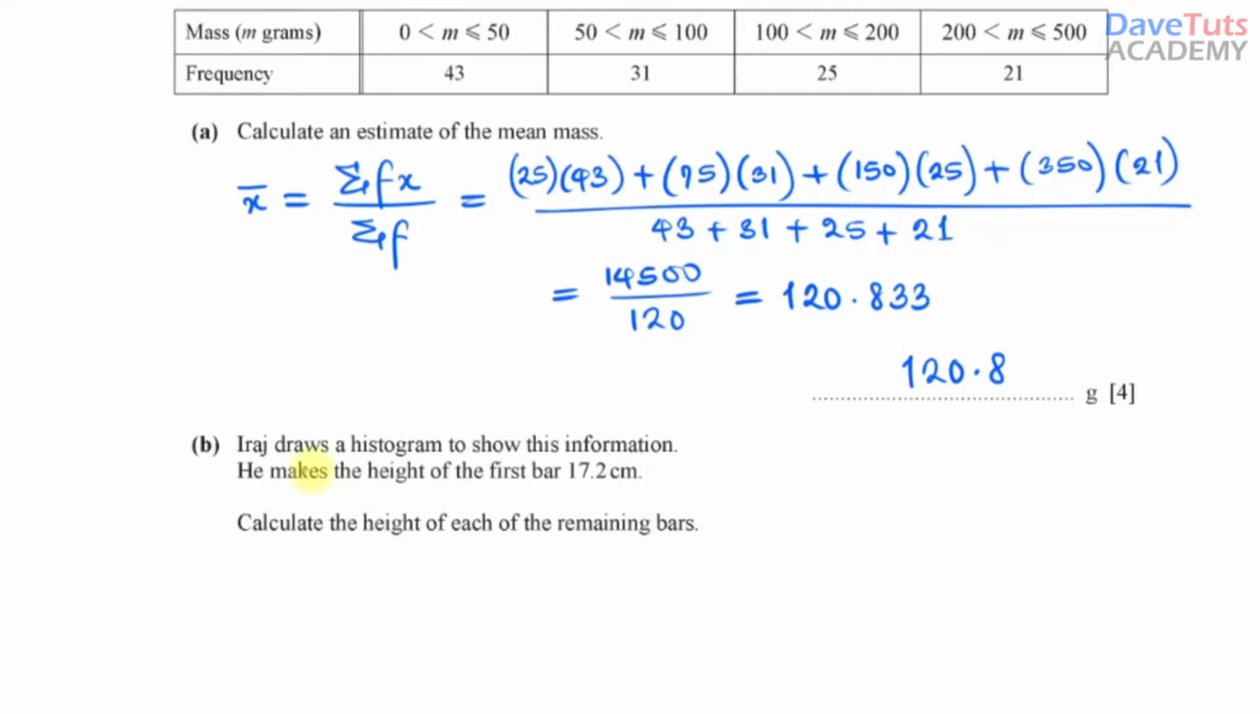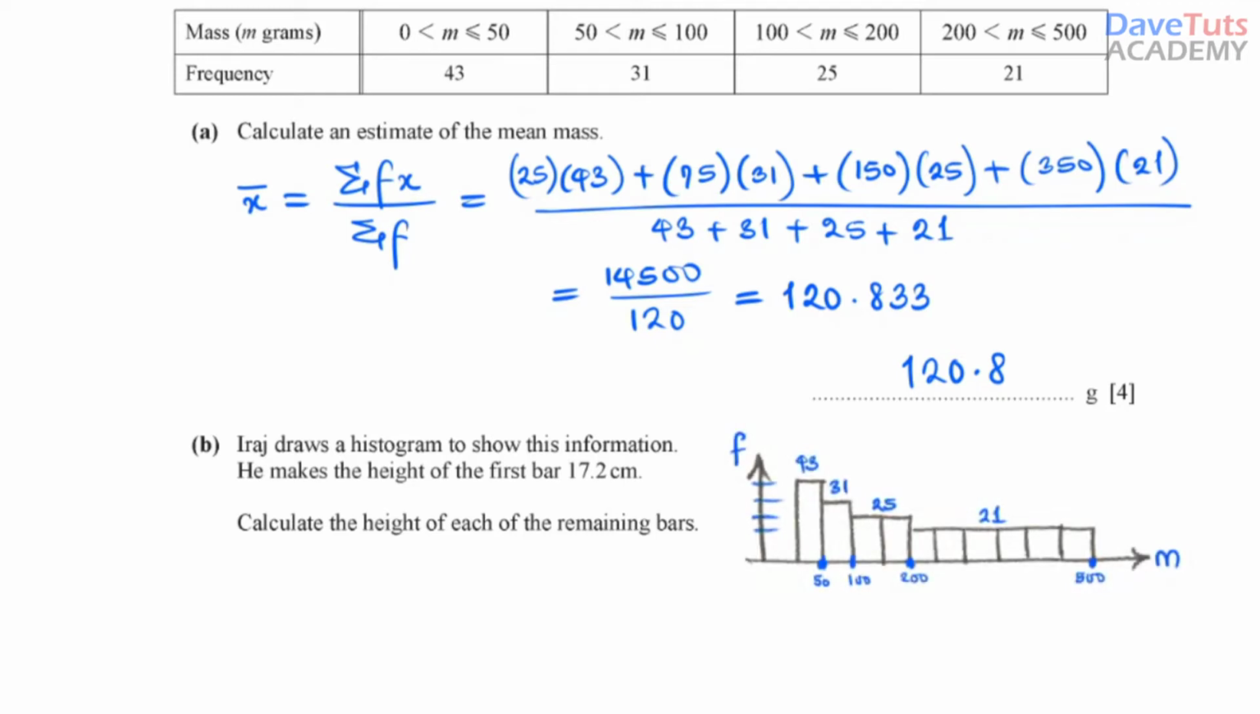Okay, Iraj draws a histogram to show this information that we have already. Then it makes the height of the first bar to be 17.2 centimeters. We have to calculate the height of each of the remaining bars. So I've come up with a sketch of what that histogram is going to look like. Students, you don't need to actually get this done in an exam. I just want to use this as a means of explaining the concept behind what we are going to be working with here.